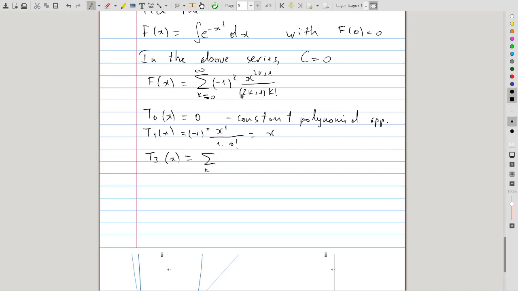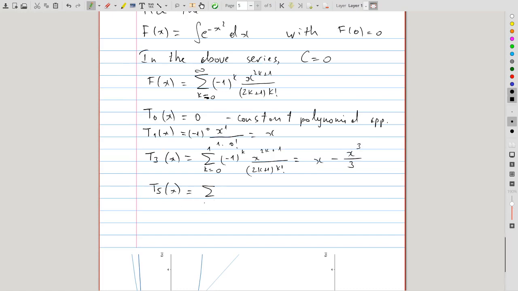So then t3 of x is the degree 3 polynomial, and we'll get it by summing up the above series for k equals 0 and k equals 1, sorry. We have the sum from k equals 0 to k equals 1 of this expression, x to the 2k plus 1 divided by 2k plus 1 times k factorial, and so that gives us x plus, for k equals 1 I get minus 1, so that's minus x to the third divided by 2 plus 1, divided by 3, and k factorial in this case is 1 factorial, and so that gives me this polynomial here.